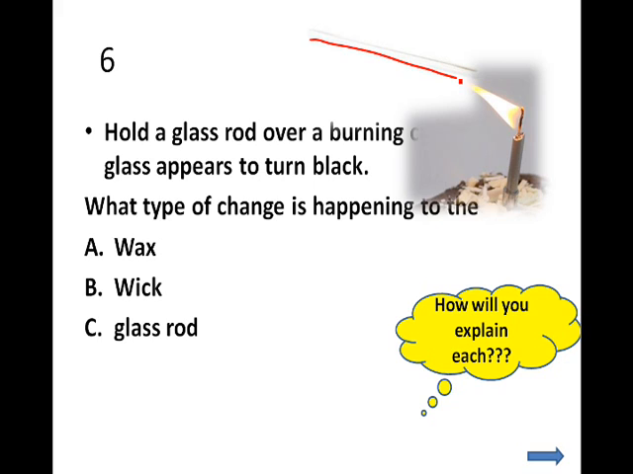What type of change is happening to the wax? We're talking about the wax in the candle. What kind of change is happening at the wick? And that's this part right here. What kind of change is happening to the glass rod right up here? And it kind of describes that a little bit. It says it appears to turn black. How are you going to explain?